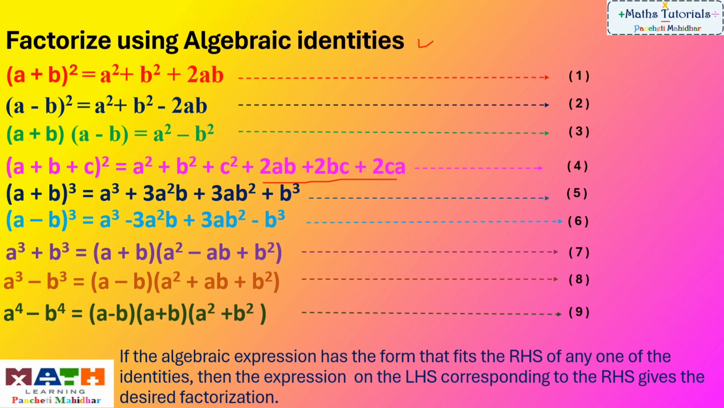If an algebraic expression has the form that fits the RHS of any one of the identities, these are the RHS, then the expression on the LHS corresponding to the RHS gives the desired factors. Suppose the expression is in the form of a square plus b square plus 2ab, then the corresponding LHS, this is the LHS, gives the desired factors for the algebraic expression.